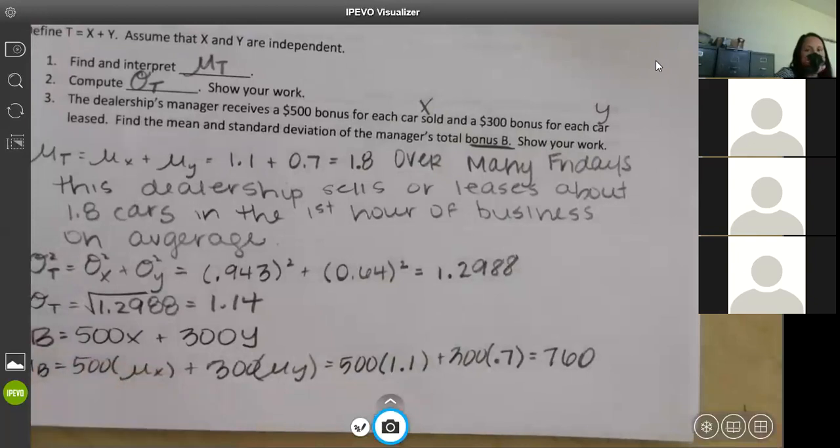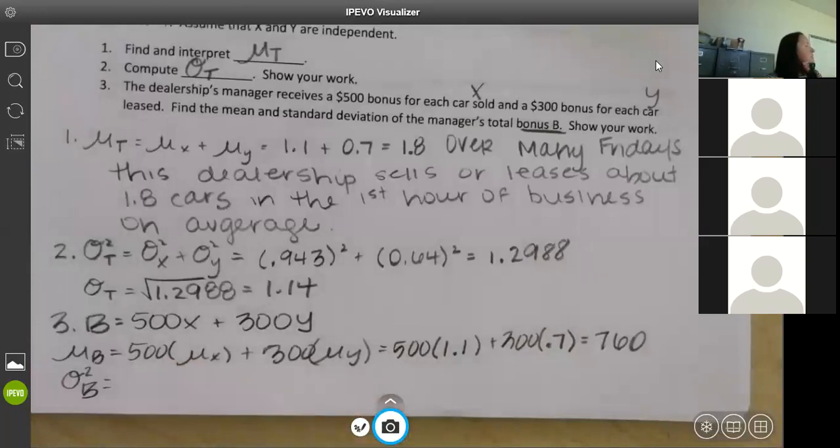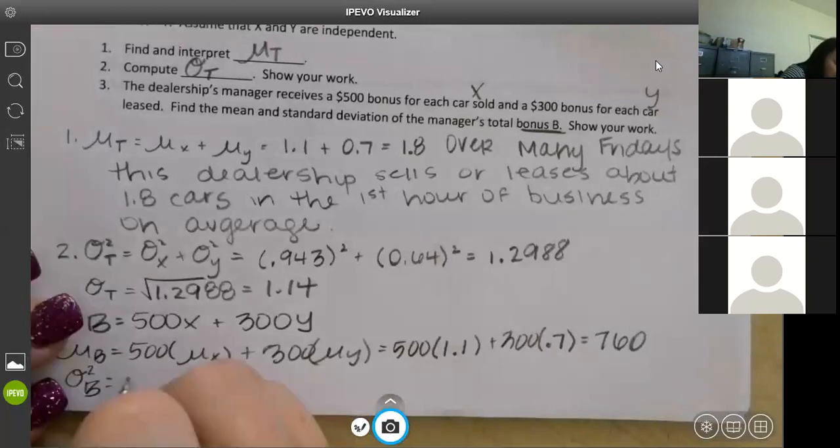What about standard deviation? What do we have to do first? Variance. The variance of the bonus. What is different about this equation? What do you have to remember? Not the square root. We'll square root in the very end. But what do we got to do to this equation? So right now it's 500x plus 300y. What do I have to do? I can't just do 500 times the X and Y. Not only the X and Y, but what else? So 500 and 300. Yes. So that's the big thing.